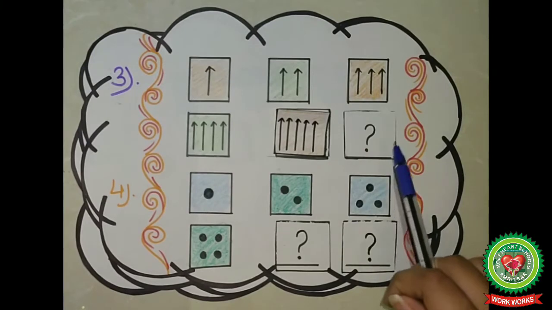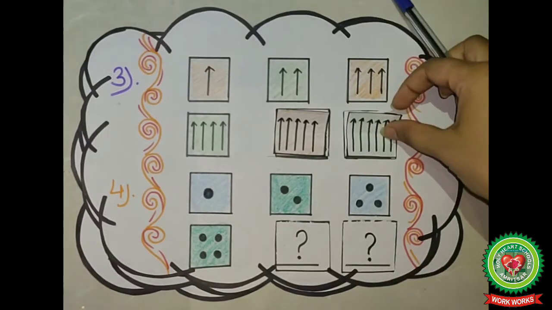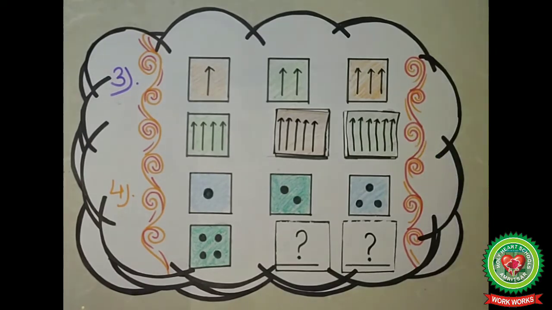Now you have to tell me the next answer. Now here there should be 6 arrows. Coming to the next example, there is a box in which 1 dot is there. In the second box, 2 dots are there. In the third box, 3 dots are there. In the fourth box, 4 dots are there.